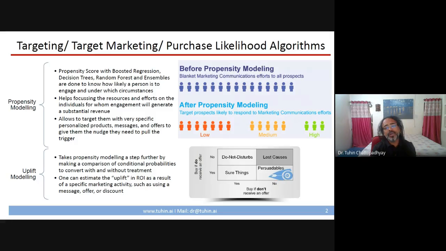So primarily two things we will learn here. Have you done some kind of homework? Have you studied? Homework means self-study. I already told you I'm going to teach you these things. Have you studied by yourself propensity modeling and uplift modeling? Yes, no? Yes, no?